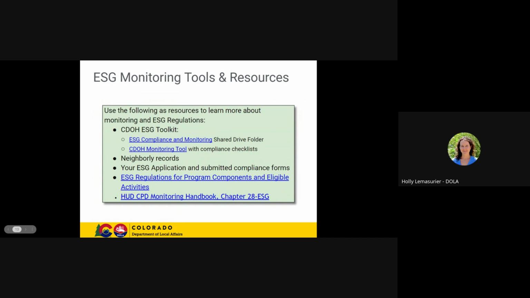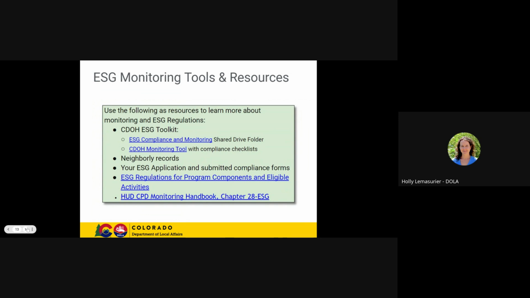I wanted to bring specific attention to our Division of Housing monitoring tool, which will be very helpful for you to look at. It includes the official ESG monitoring compliance checklists that we are required to complete, for example, for financial management and administrative management, record keeping, and then for each Emergency Solutions Grant funded activity, for example, rapid rehousing or street outreach or shelter. This monitoring tool is what we are required to document in our monitoring process. So be sure to have a look at that.